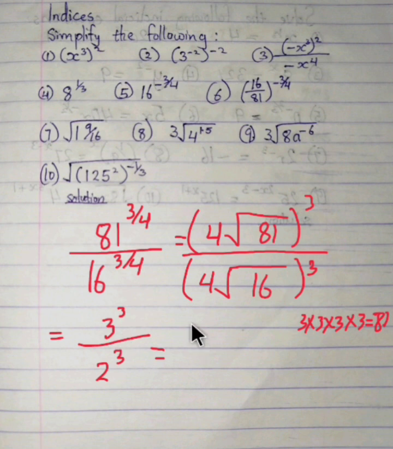3 raised to power 3, that is 27, over 2 raised to power 3, that is 8. If you reduce this, 8 into 27 is 3 times 3 remainder 3. So 3 and 3 over 8. Or we can give our answer in decimal. So the final answer is 3 and 3 over 8, or 27 over 8.